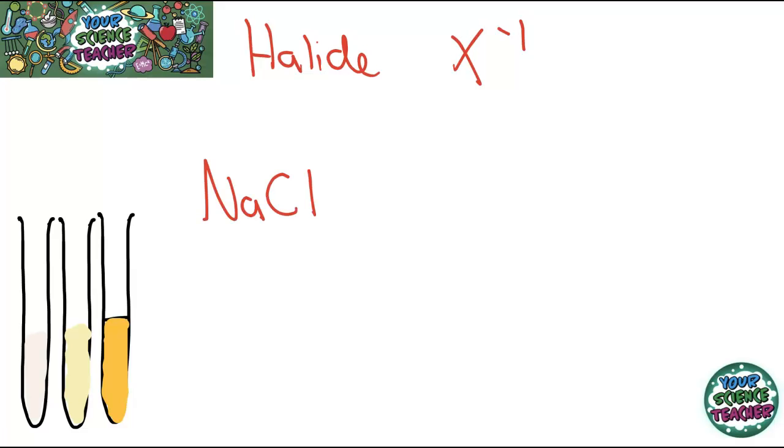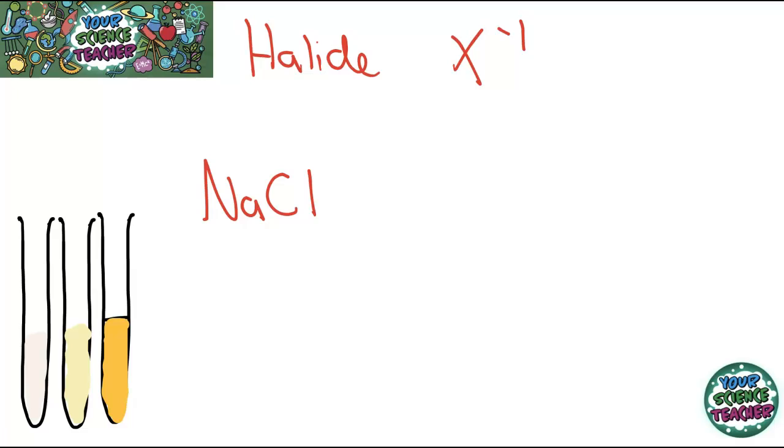So I had a look at how to test for our positive metal ions, but how do we test for our negative ions? And the first one we're going to look at is if we have a halide present. So I'm just going to use X minus 1 for our halides, and we're going to look at 3 particular halides. We're going to look at fluoride, chloride, and bromide, and we'll look at how to test for them. So what we'll have is we'll have a metal halide. For example, we could have sodium chloride. That's a nice easy one to start with.